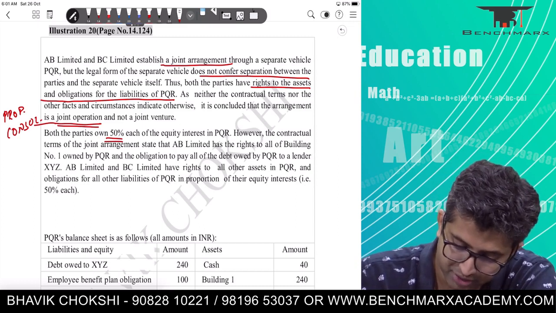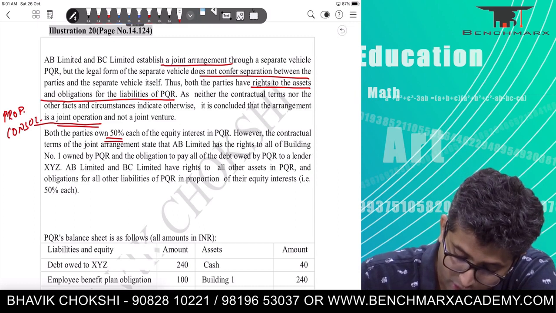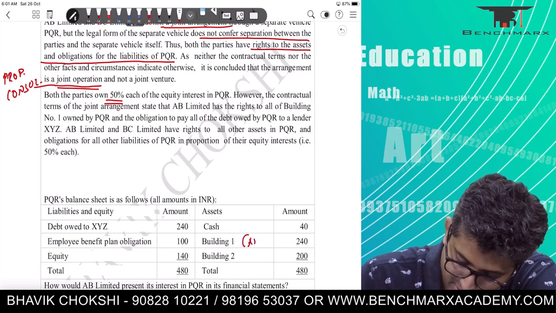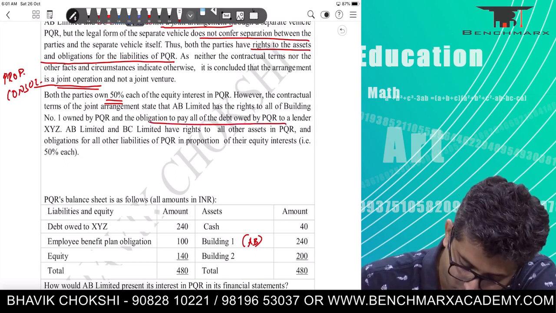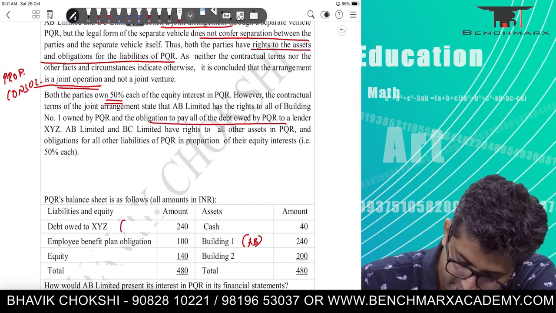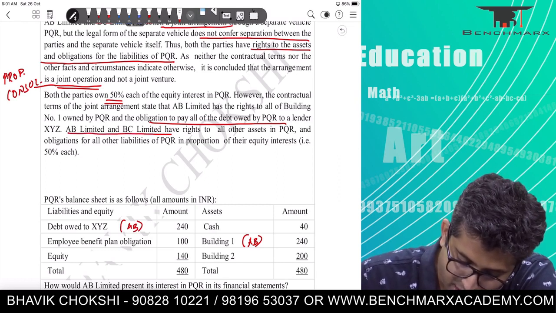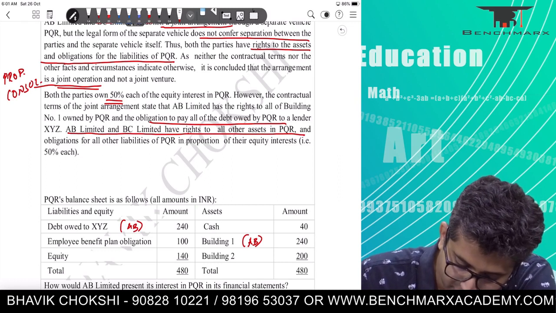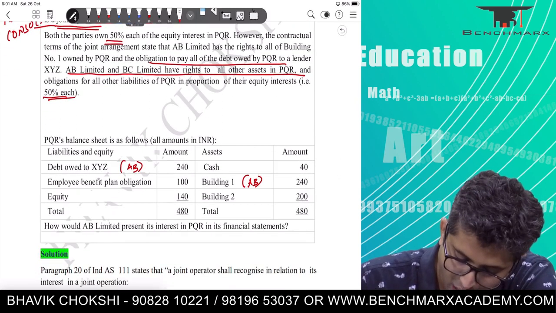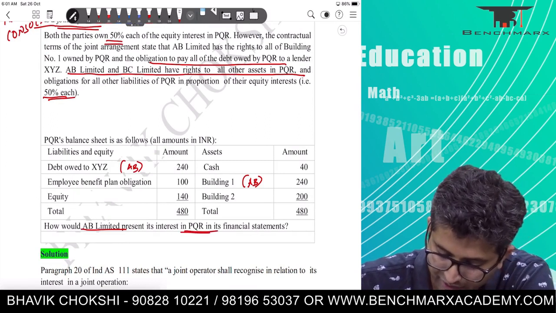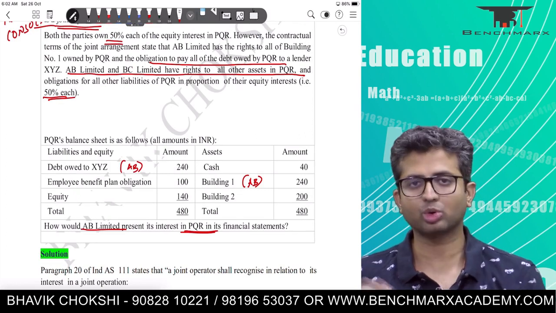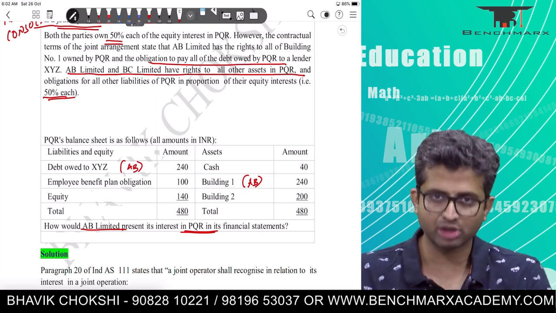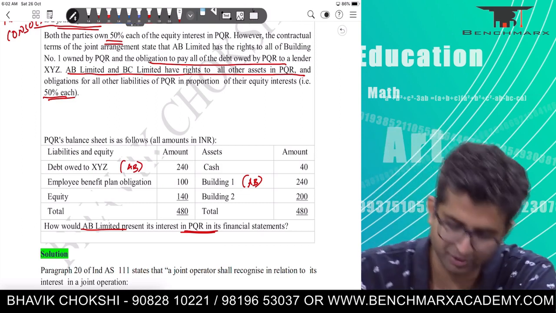However, the contractual terms of the arrangement state that AB has the rights to all the buildings, number 1. So this is entirely and exclusively for AB, owned by PQR. AB also has an obligation to pay all the debt owed by PQR. So this is also entirely AB's obligation. AB and BC have rights to all other assets and liabilities of PQR and obligations in the proportion of their equity interest. How would AB Limited present its interest in PQR in its financial statements? Remember, as it is a joint operation, we cannot show it as investment in PQR and account for it under the equity method. We'll have to proportionately record assets and liabilities proportionate to your share of assets and liabilities.